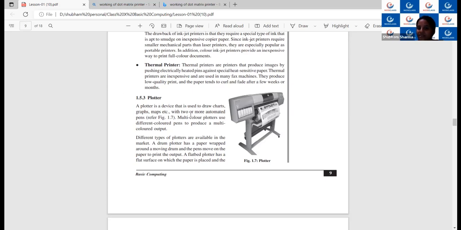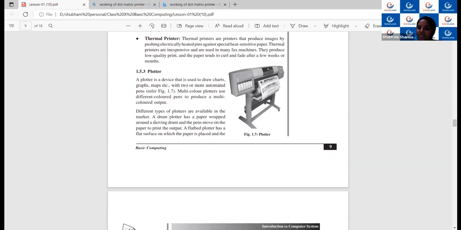So plotter is a device that is used to draw charts. Basically they are very big in size. They are used to display big charts, graphs, maps, etc., with two or more automated pens. So multicolored plotters use different colored pens to produce multicolored outputs. Basically, different types of plotters are available.